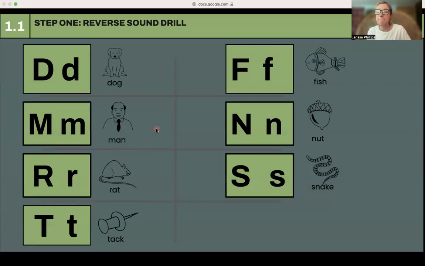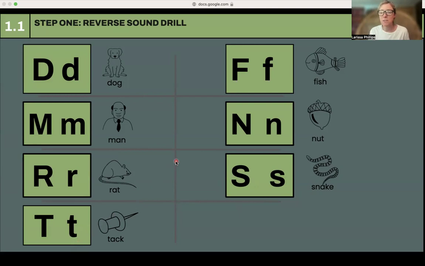When I say man, what is the first sound? The first sound is m, and the letter that stands for it is M. Rat. What is the first sound? And the letter that stands for it is R. Tack. Can you hear the tack? The first sound in tack is T, and the letter that stands for T is T.